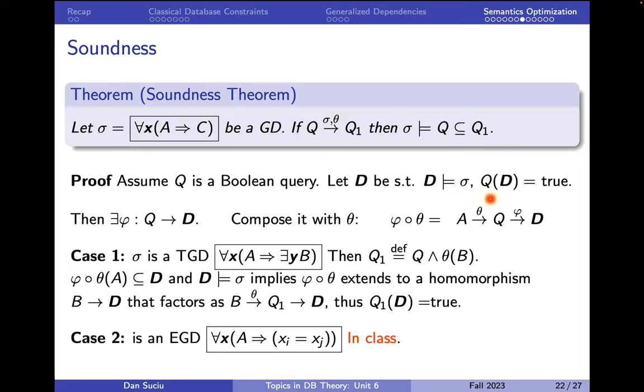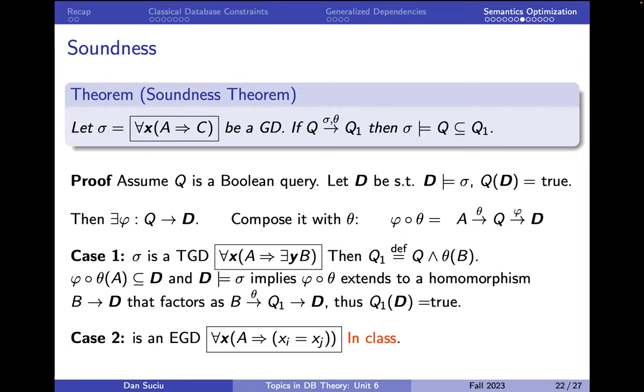So in particular, since Q of D is true, it means that there exists a homomorphism from the query to the database. So far no need for the constraint, just a homomorphism from the query to the database. But we also have, given this homomorphism that we use to apply the chase, a homomorphism from the left-hand side of the constraint from here into Q.